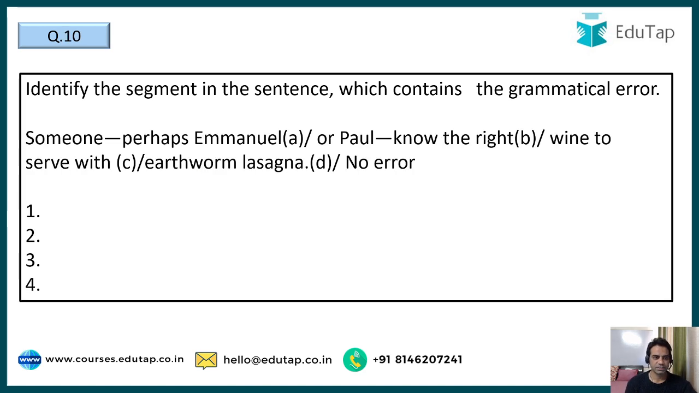Moving on to the next question, guys. Question number 10. Someone, perhaps Emmanuel or Paul, know the right wine to serve with earthworm lasagna. Guys, you should remember these words: each, everyone, everybody, someone, somebody, no one, nobody, anyone, anybody, one, any, and every. So these words, if they become the subject of a sentence, they always remain singular and they take a singular verb. So it should be not "know," it should be "knows." So, someone, perhaps Emmanuel or Paul, knows the right wine to serve with earthworm lasagna.